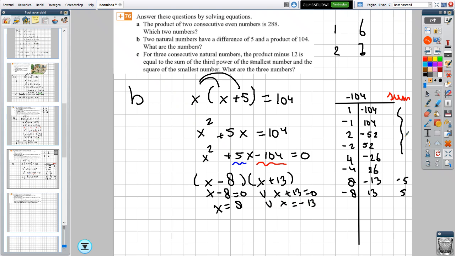Is that a natural number? No, it isn't. So this option cannot be used. That's why I use lightning bolts to indicate that. This one can be used.